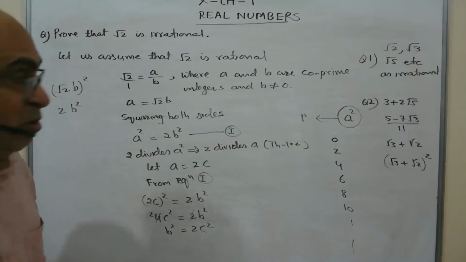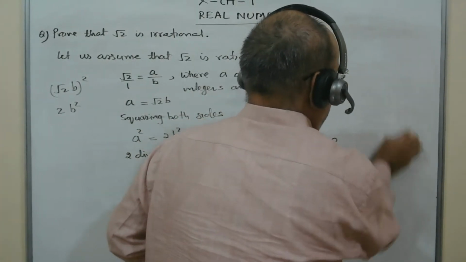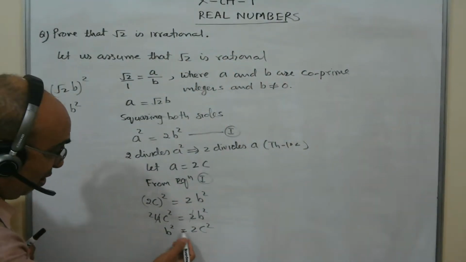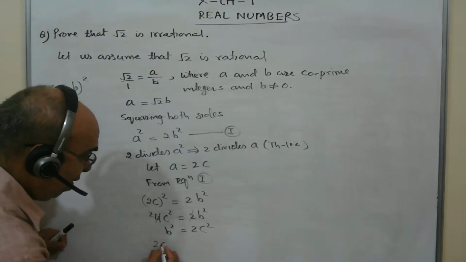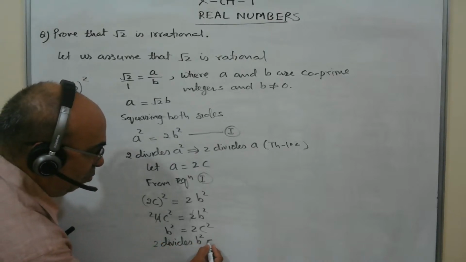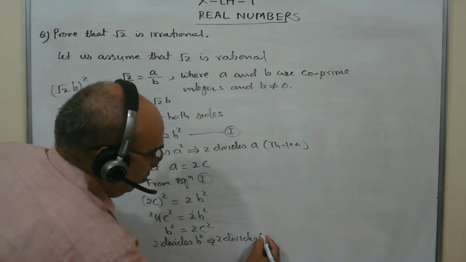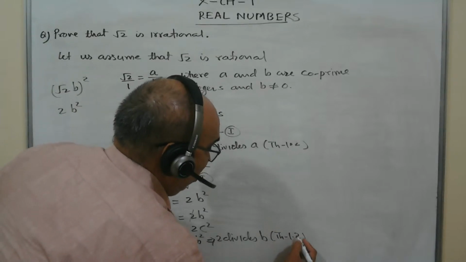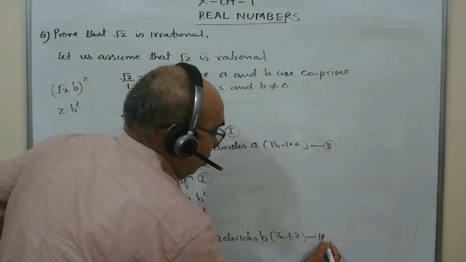So next step you can write, it means because b square is a multiple of 2, so 2 divides b square implies that 2 divides b. This is also because of theorem 1.2. So this is the second equation and it is the third equation.